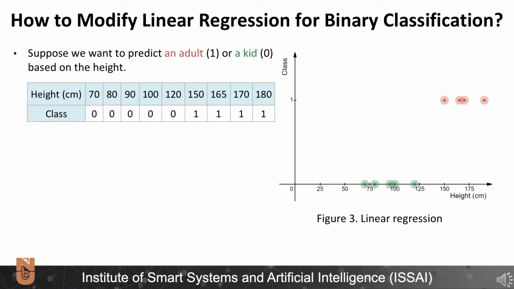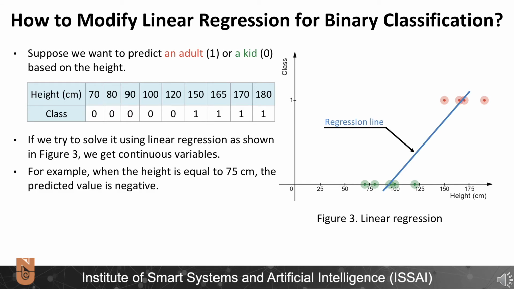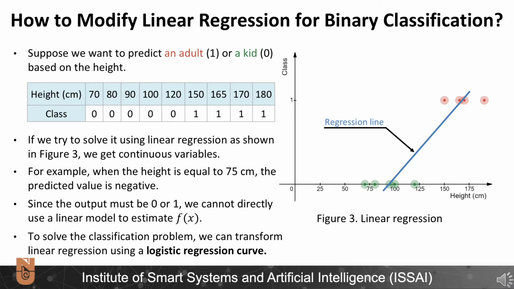Suppose we want to predict an adult or a kid, which is 1 or 0 respectively, based on the height. Data points for this example are given in the table and shown in Figure 3. If we try to solve it using linear regression as shown in Figure 3, we get continuous variables. For example, when the height is equal to 75 centimeters, the predicted value is negative. Since the output must be 0 or 1, we cannot directly use a linear model to estimate f of x. To solve the classification problem, we can transform linear regression using a logistic regression curve.